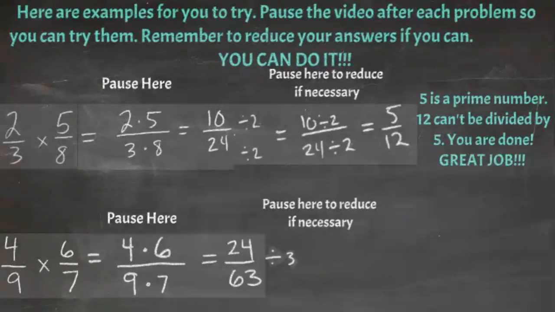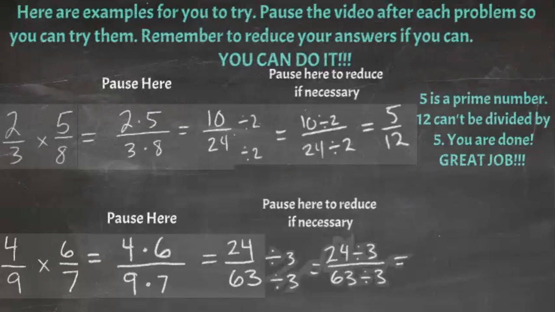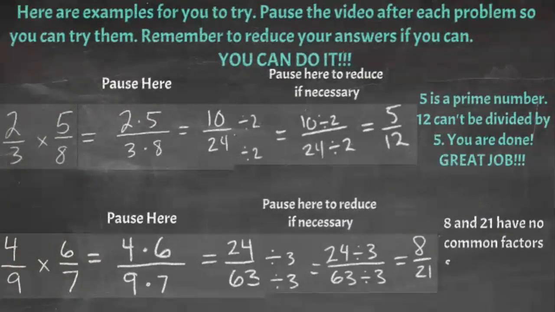Both of these can be divided by 3, so I get 24 divided by 3 over 63 divided by 3, and that equals 8 over 21. 8 and 21 have no common factors, so you are done. Great job!